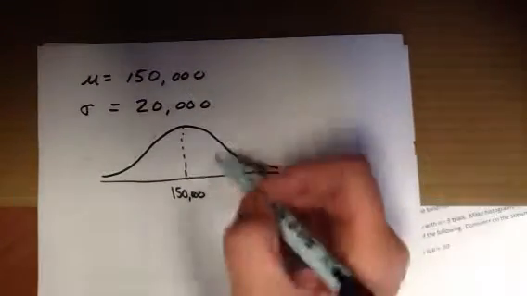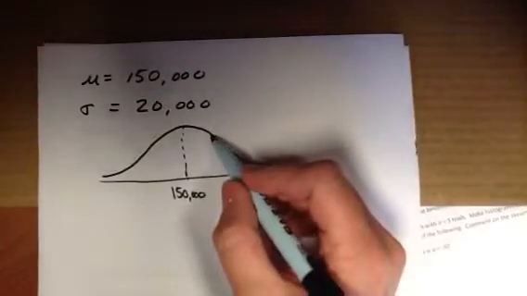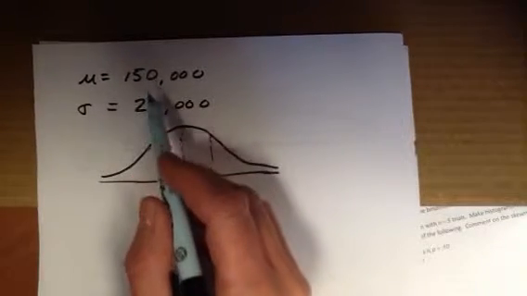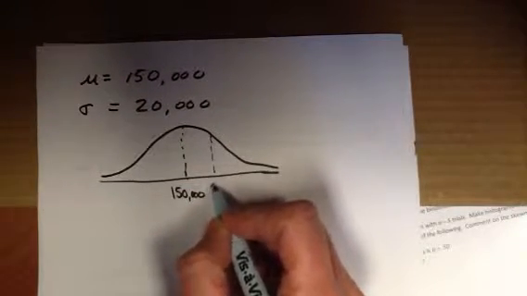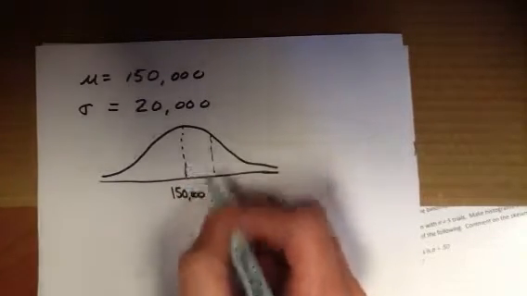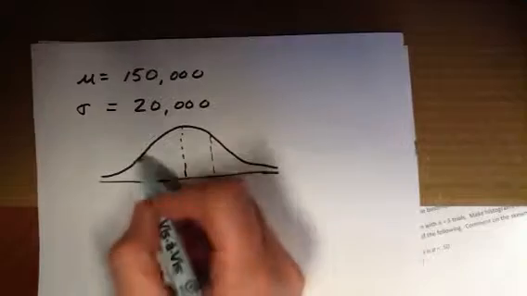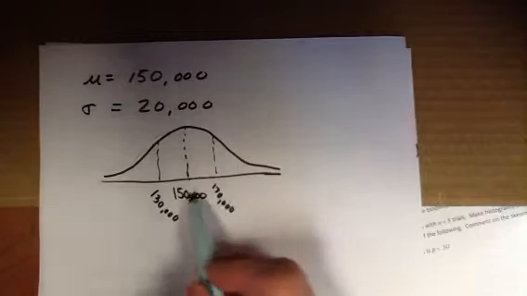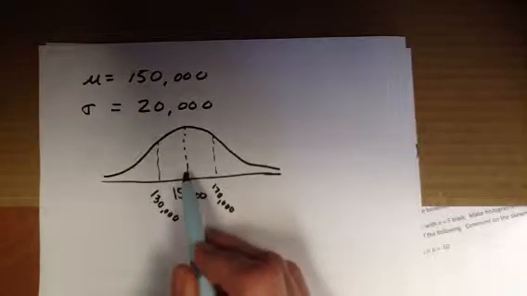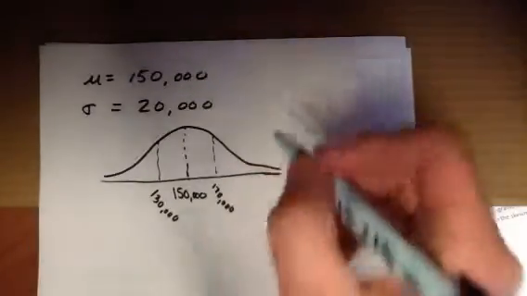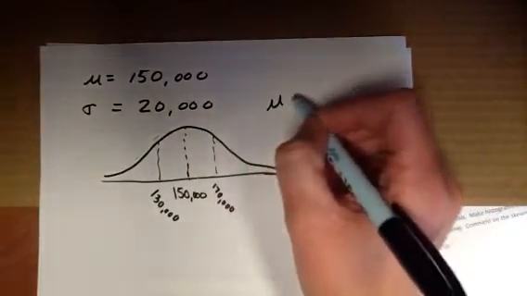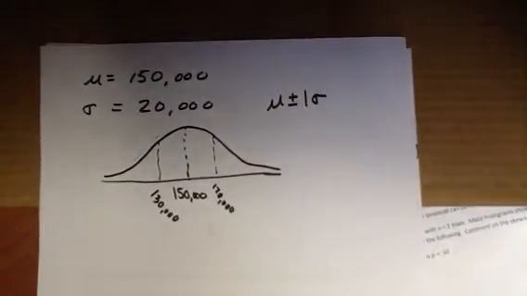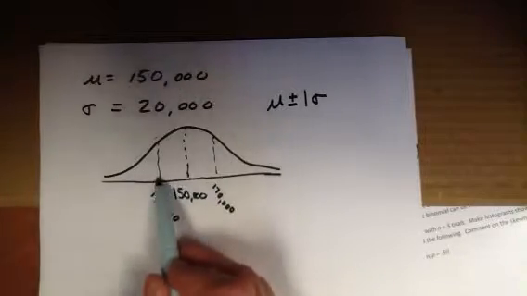If we look at what housing value is one standard deviation above the mean, that means we would add one standard deviation. So we say 150,000 plus 20,000. So we'd have 170,000. That's one standard deviation above the mean. We can go the other way and say one standard deviation below the mean is 130,000. So I took the mean, added one standard deviation, took the mean, subtracted one standard deviation. In symbols, that's often written as mean plus or minus 1 standard deviation. Sometimes they won't even say the 1. That's what we just did: one standard deviation above, one standard deviation below.